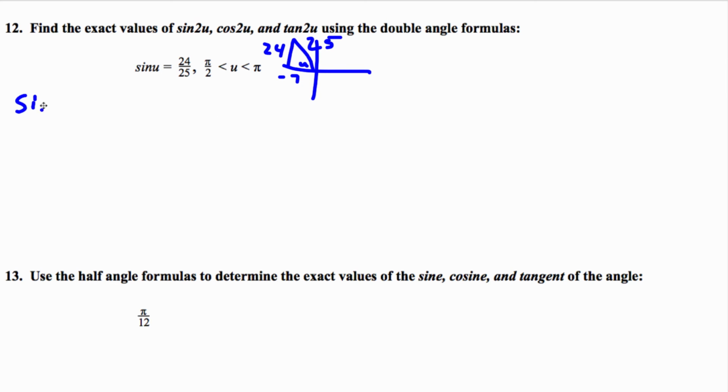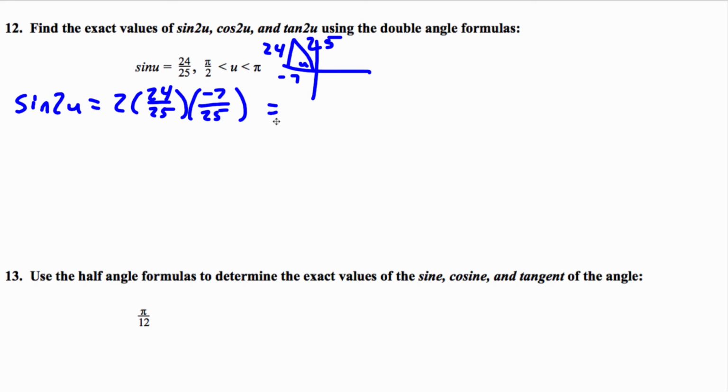So the sine of 2u, if we look at our formula on your formula sheet, it says 2 times the sine of u times the cosine of u. So I'm going to start filling in some information. So we've got 2 times. We can look at what the sine of u is. That's our 24 over 25. And then if we do the cosine of u, we'll have to look at our picture. Cosine is adjacent over hypotenuse. That's going to be negative 7 over 25.